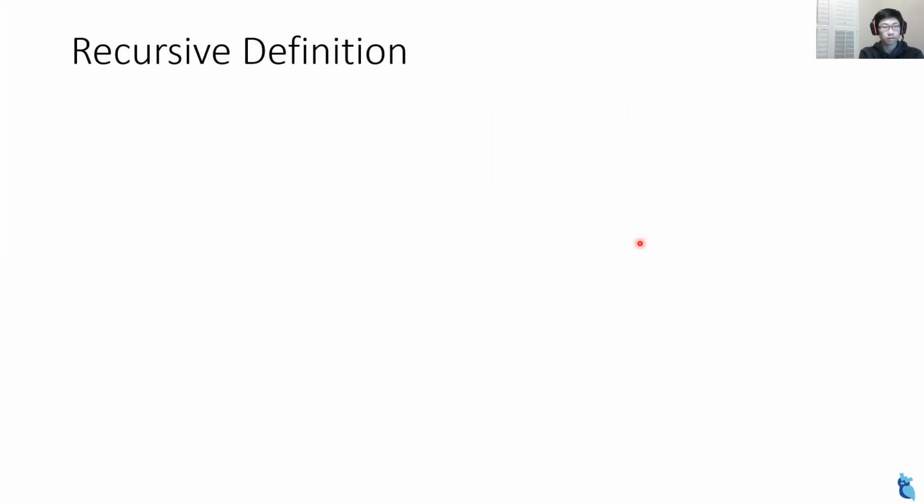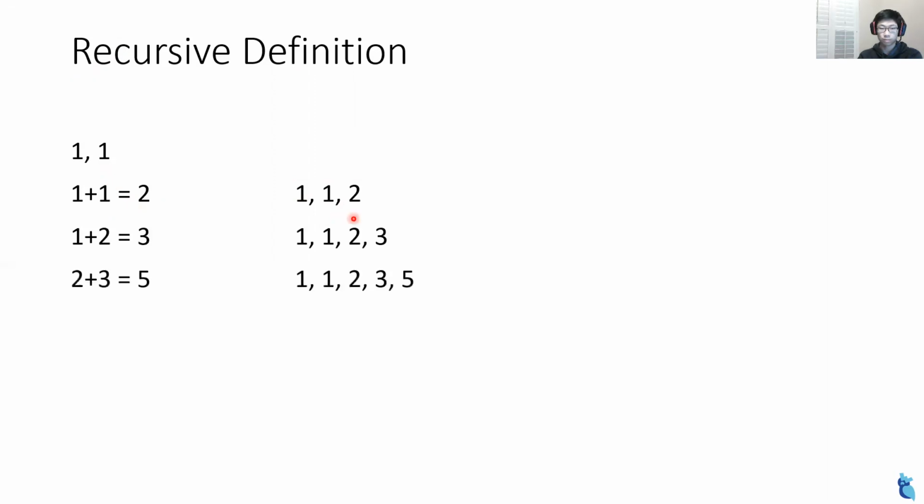So to start us off, I'm going to talk about how you create the Fibonacci sequence through the recursive definition, which is the most basic one that people usually learn about. So you start with two ones, and you find the next term by adding the previous ones. So for example, this two is created by adding the one and the one. This three is created by adding the one and the two, and this five is created by adding the two and the three. So as you can see, every term is the sum of the previous two.